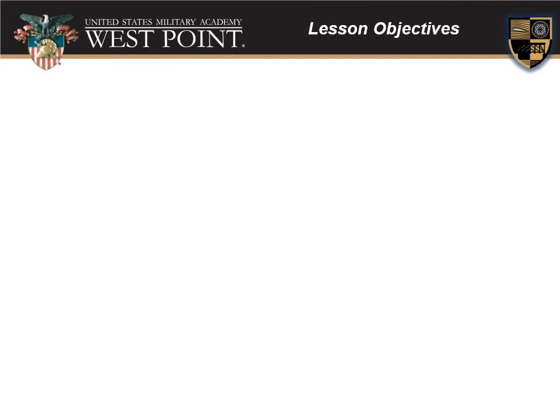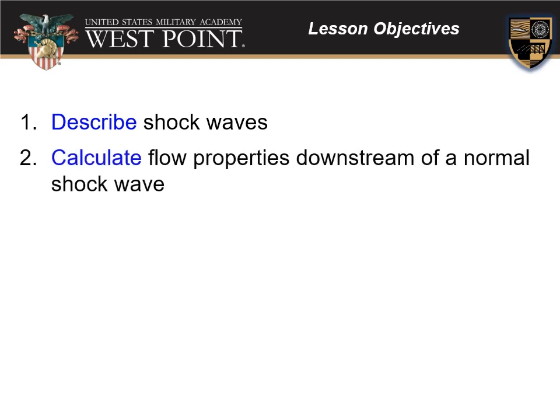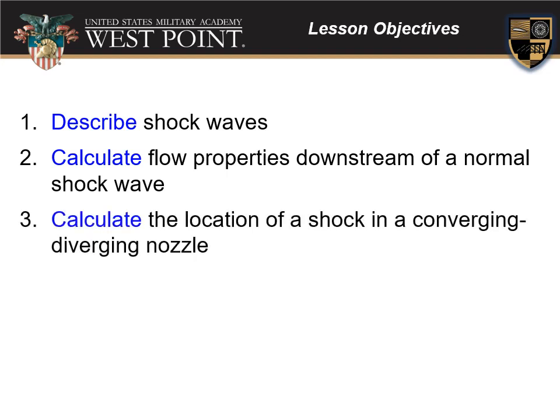Our lesson objectives for today are going to be 1, to describe shock waves, 2, to calculate the flow properties downstream of a normal shock wave, and we're going to do that in the context of a problem for today. So we're going to spend most of the lesson talking about those flow properties and how to do some calculations in a problem. Calculate the location of a shock in a converging diverging nozzle is our third objective, and we'll look at some of those things that go with a shock in a nozzle as well inside a problem.